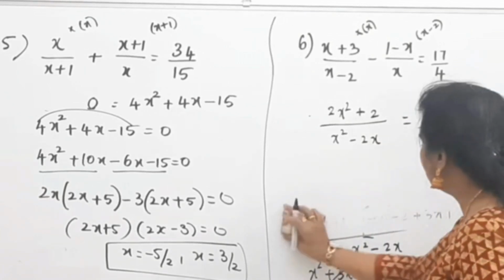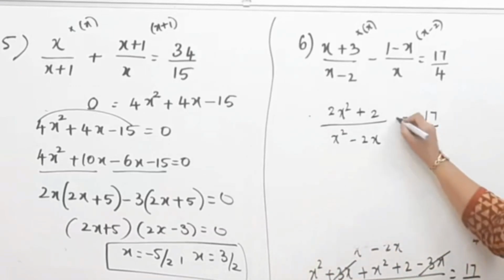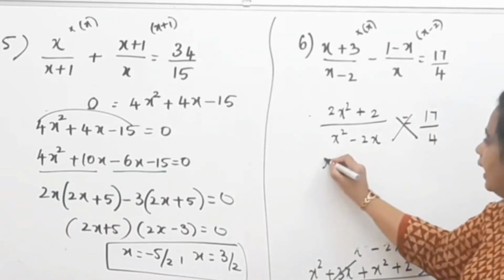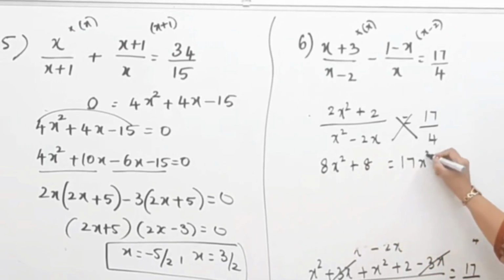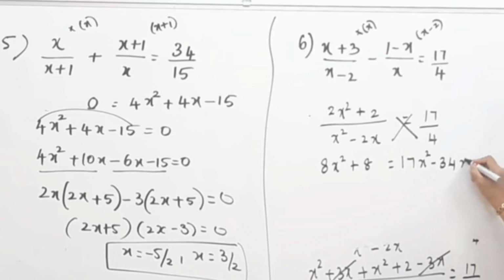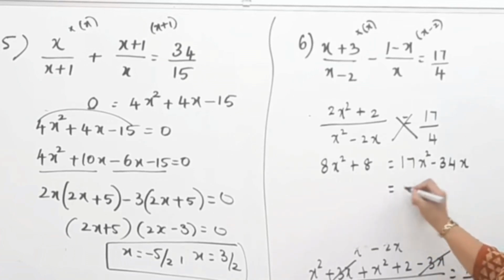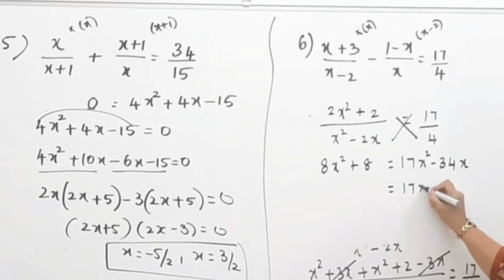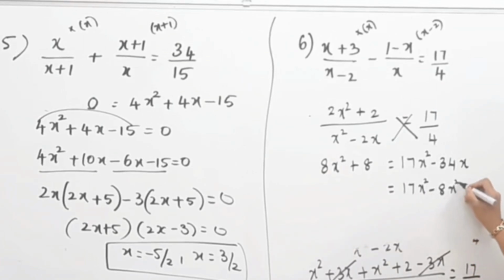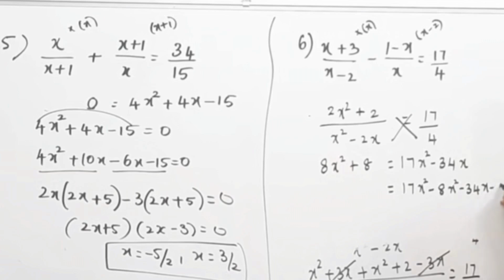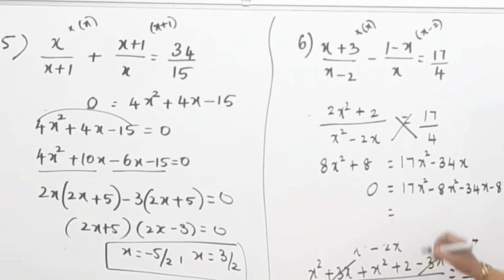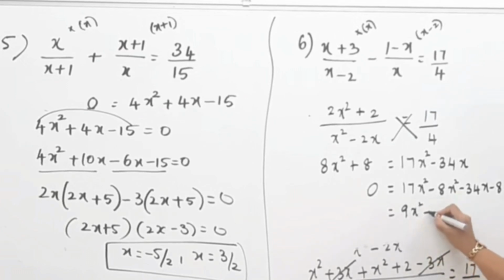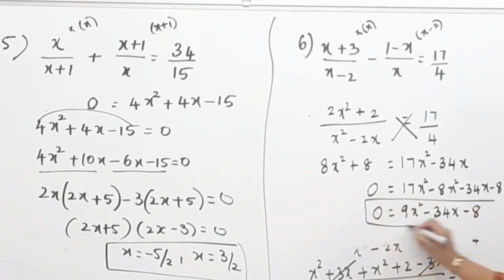Now, I'm going to cross multiply to get my equation. On cross multiplication, 8x squared plus 8 is equal to 17x squared minus 34x. Now, I group the like terms. So, 17x squared minus 8x squared minus 34x minus 8 equal to 0. That's equal to 17 minus 8, which gives 9x squared minus 34x minus 8 equal to 0. This is my quadratic equation.